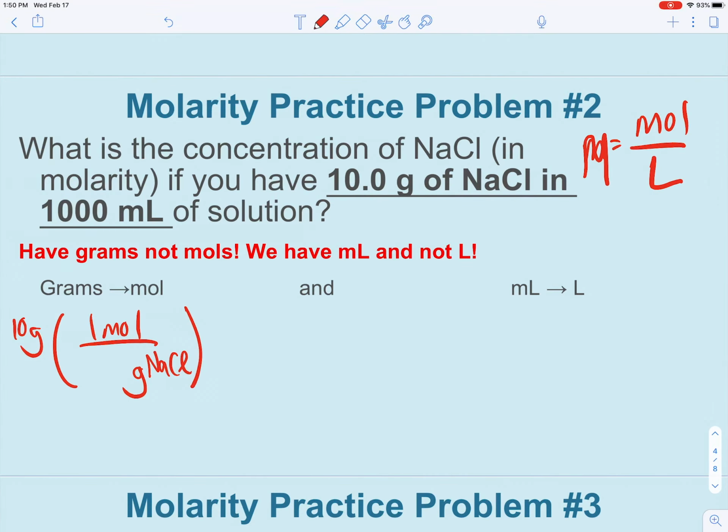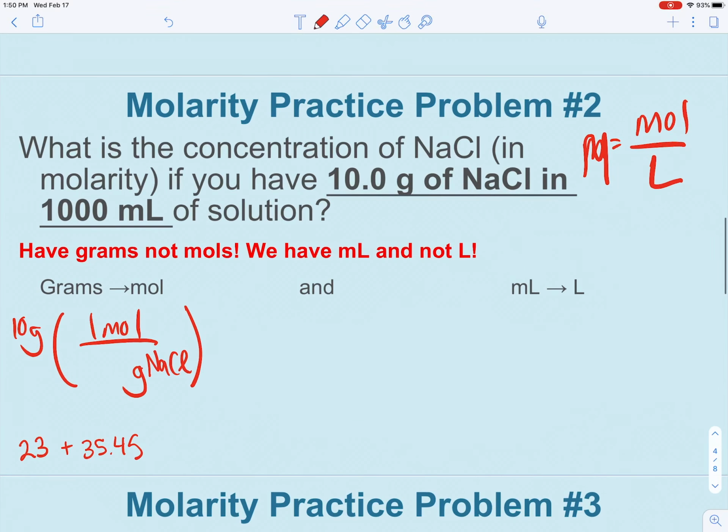NaCl. And so this is going to come from the molar mass of NaCl, so that's going to be 23 plus 35.45. Okay, so that's sodium and chlorine. And that comes out to this, 58.45. And I get about 0.17 moles.